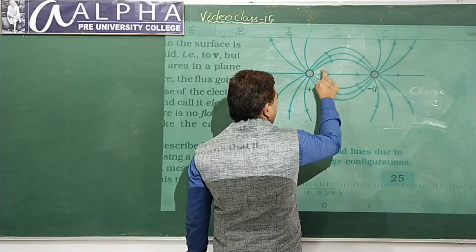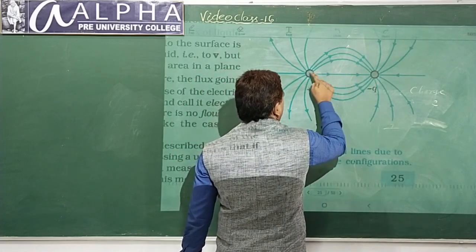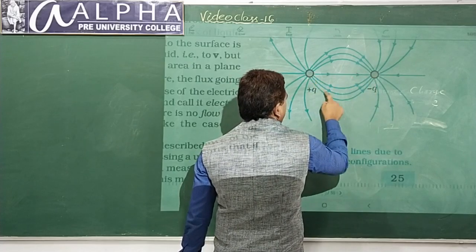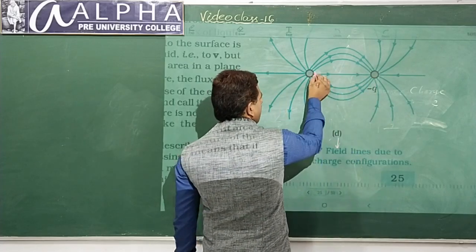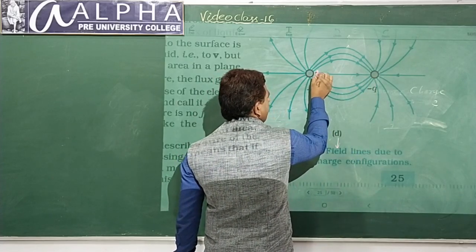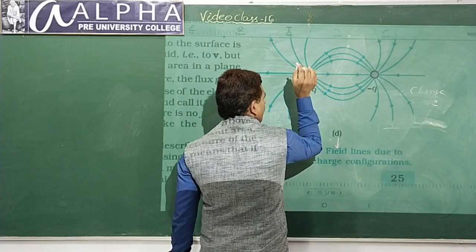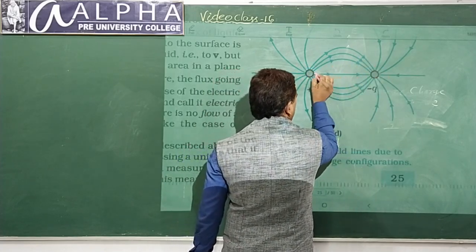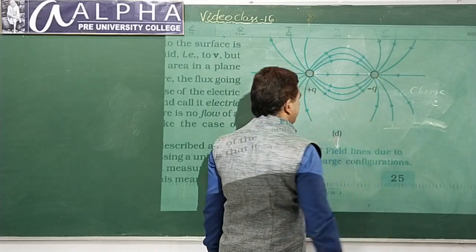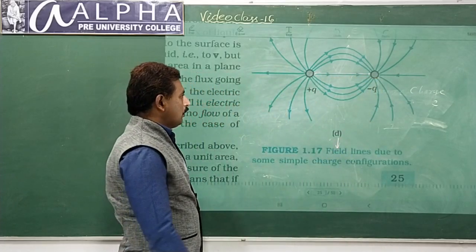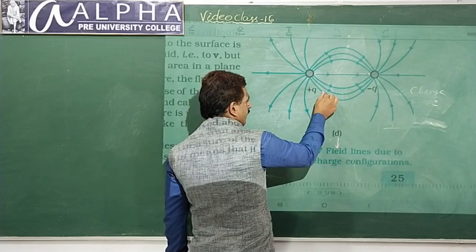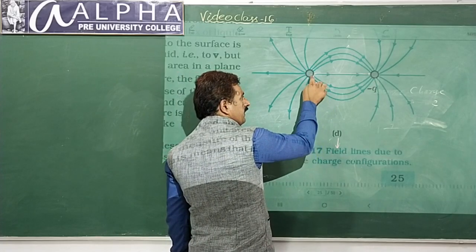Starting from positive, ending at negative. See the field lines. Here it moves straight. If you place a unit positive charge here, due to repulsion from positive and attraction from negative, it moves towards the negative charge. What about this point? This point is again the resultant of two forces.